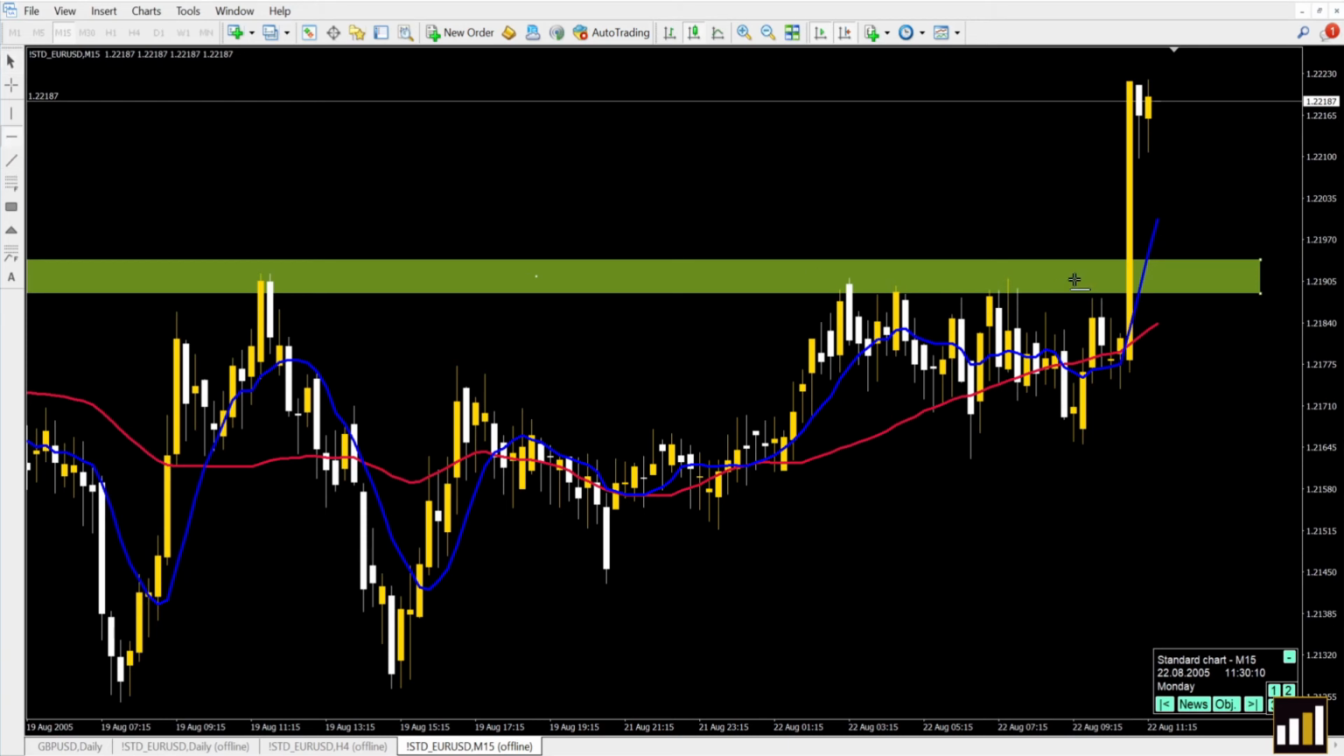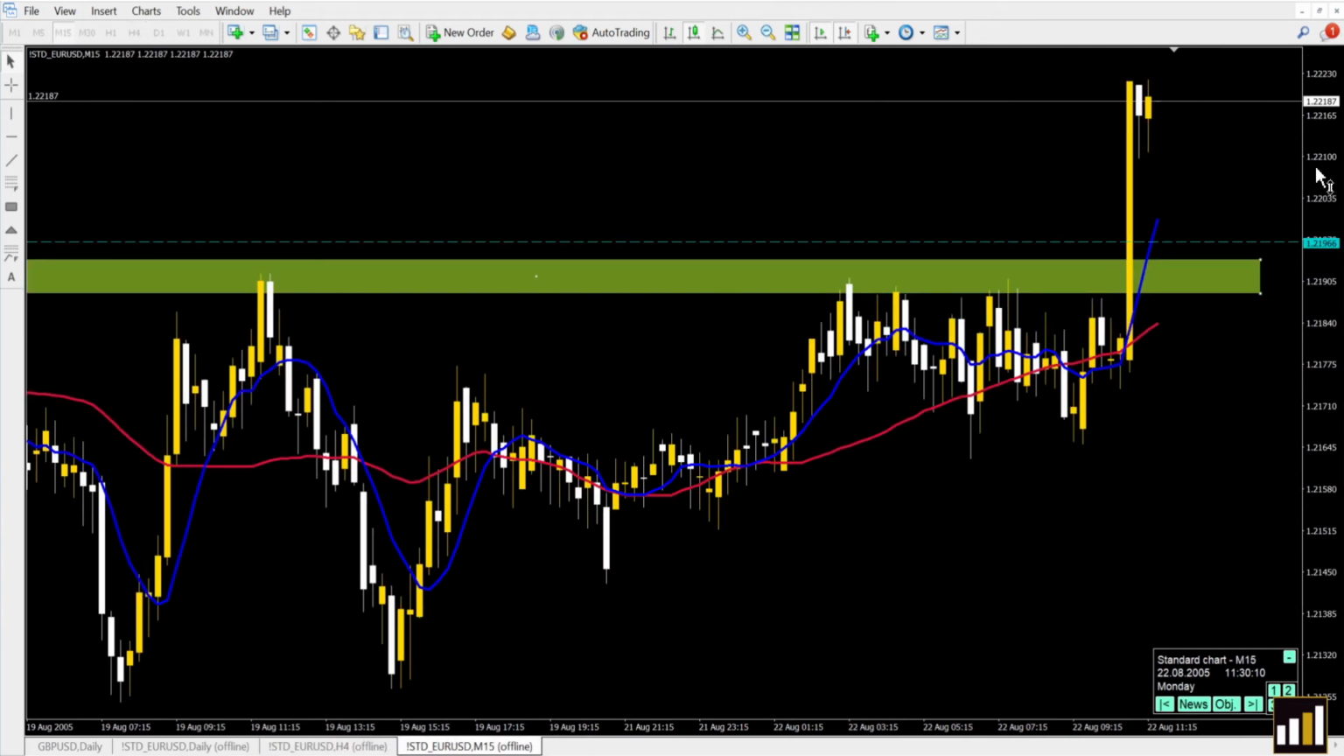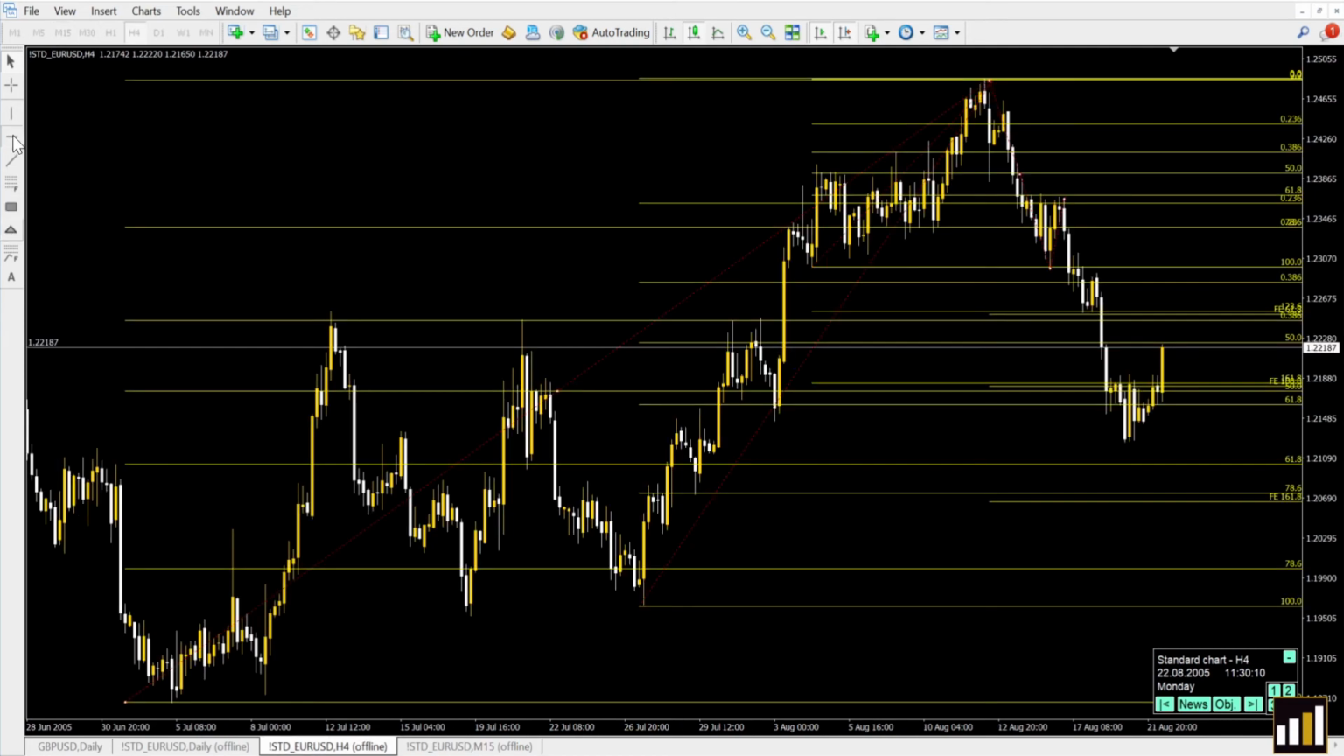Let's put the line here. Your entries are there. That's about 121.96. So let's have a look here on the 4 hourly. 121.96. Yes, 121.96. There we are, 121.96 there. So that is where we should be entering our trades, and our stops are at the bottom there.